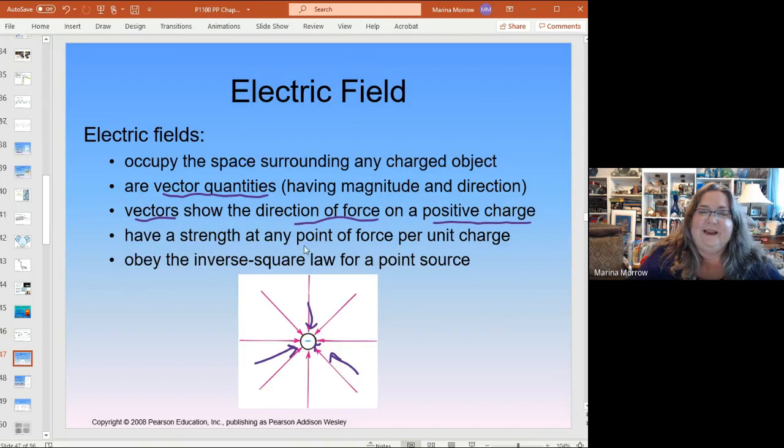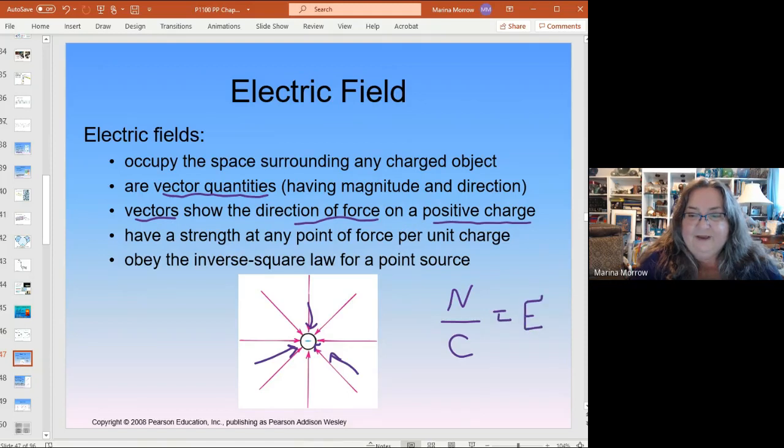Now they have a strength at any point of force per unit charge. So force is in newtons, charge is in coulombs, and that would be the strength of an electric field. So E we've used for energy. Here I'm using it for electric field. Okay, we don't use this equation much, but it is available. I think you've got one homework problem that needs it.